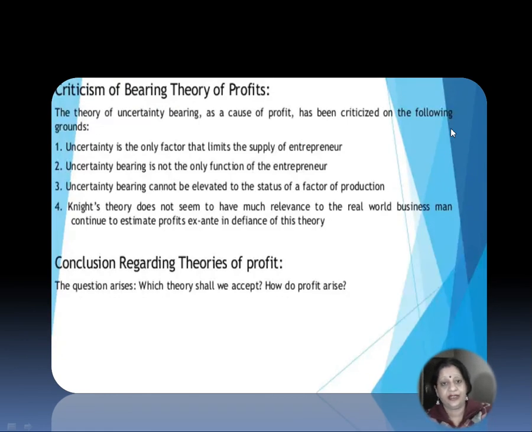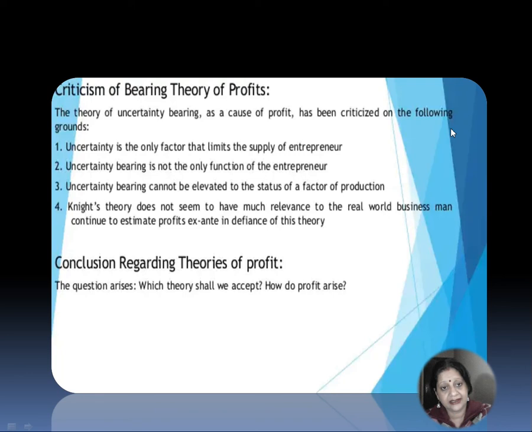Criticisms of uncertainty bearing theory of profit. The theory of uncertainty as a cause of profit has been criticized on the following basis. Uncertainty is only the factor that limits the supply of entrepreneurs. Yes, it limits your capacity, that is, up to what extent you are ready to take the risk in your business. That means it has defined some limit up to which the entrepreneur is ready to take the risk for his business. Uncertainty bearing is not the only function of the entrepreneur.